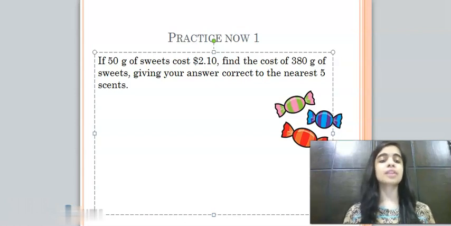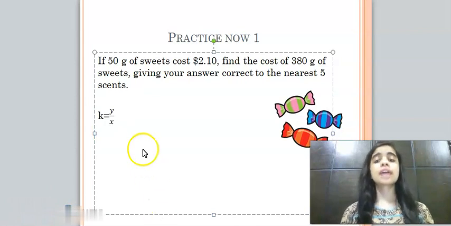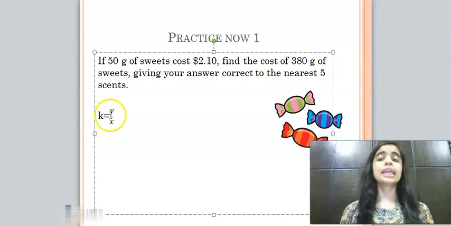Now let's try the same question with a different method, and then you can use any method you feel comfortable with. In this method, I will find the constant ratio. As I told you before, in direct proportion the quantities are increasing with a constant ratio. The constant ratio is denoted by K, and K equals Y upon X. Now your X value is the independent value. What do I mean by the independent value? It does not depend on the other value. In this case, my independent value is grams, 50 grams. It is not depending upon $2.10. It is the dollar which is depending upon the grams.